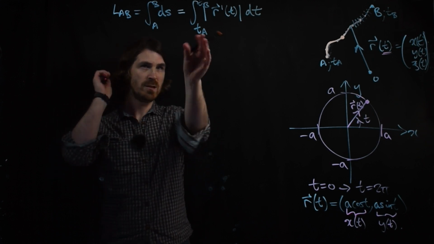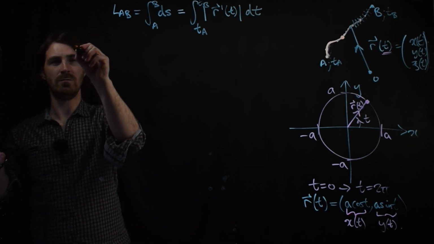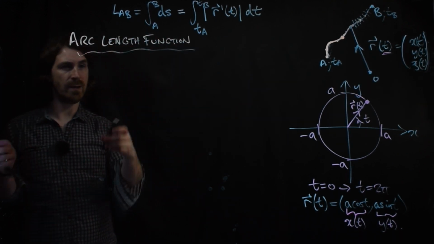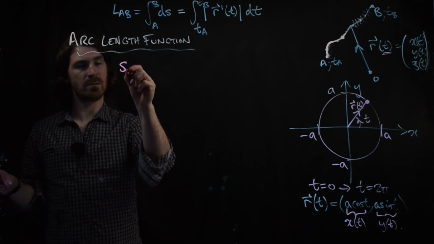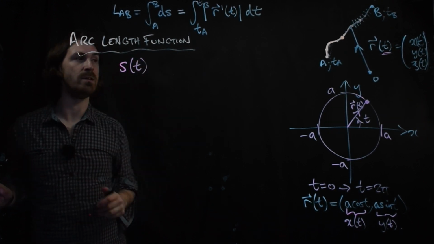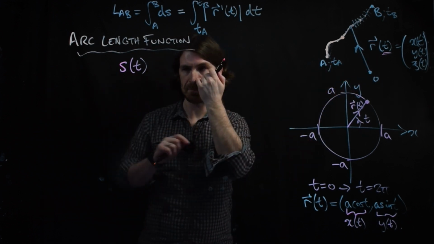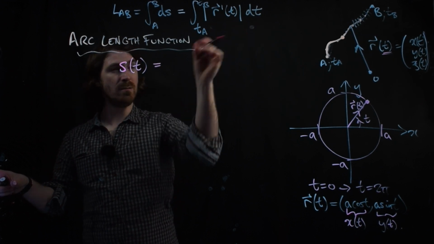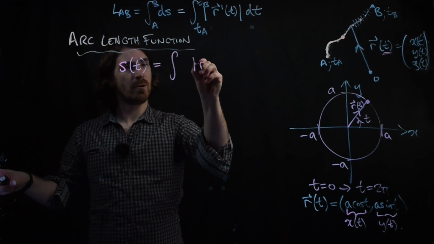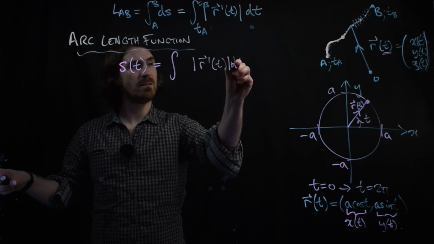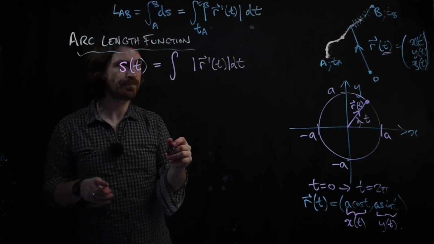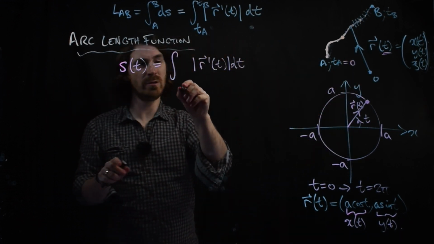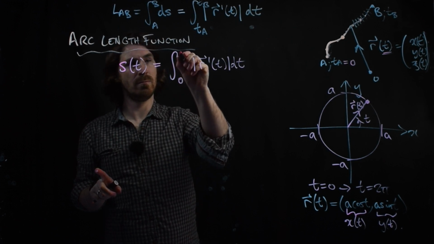Okay, so at this point we can define the arc length function. We're going to define it as this function s, and it depends on the parameter t. So we still have this parameter t. And it equals the integral of the magnitude of r prime of t dt, but between different limits. We're going to say that t_A equals 0, so that's our starting point: 0 to t.